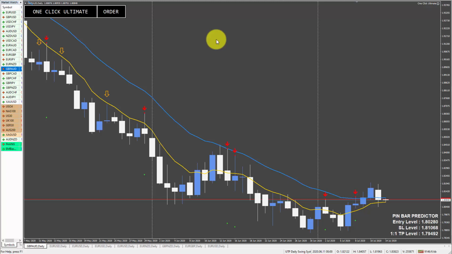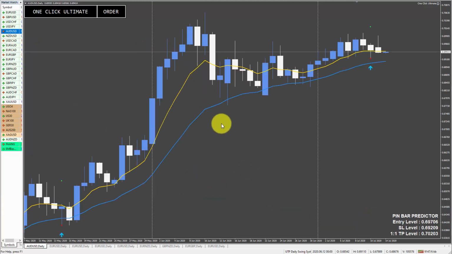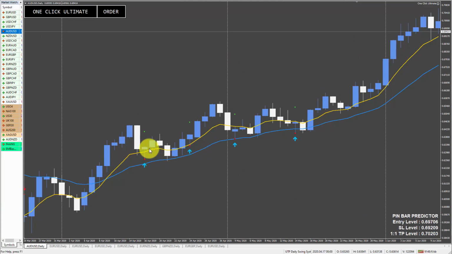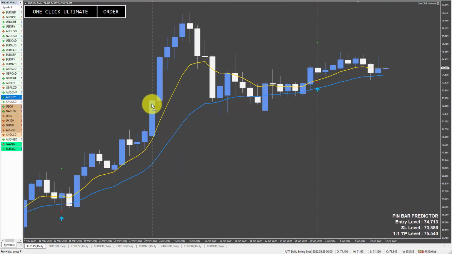So a quick summary of the rules for you again. In an upward trend, like this Australian dollar, through here, for example, we need to have the 8 above the 20. We need a pin bar at the averages. So the pin bar must be a bullish pin bar, and the lower part of that candle must be touching the moving average or below.